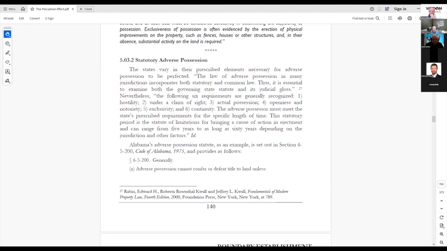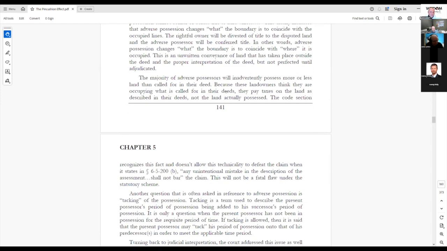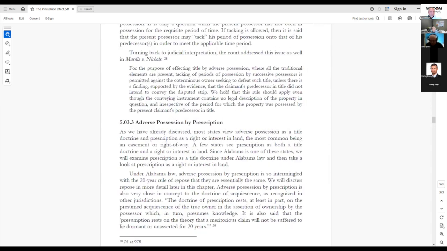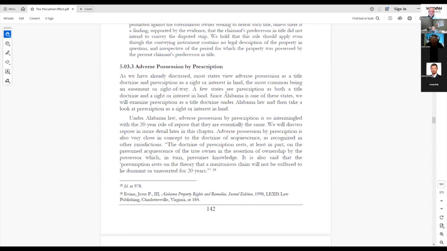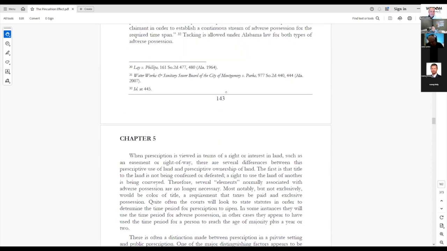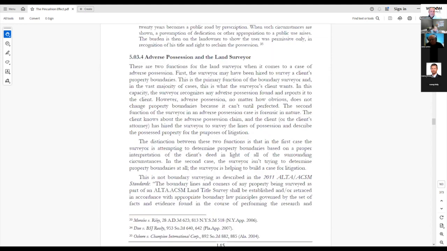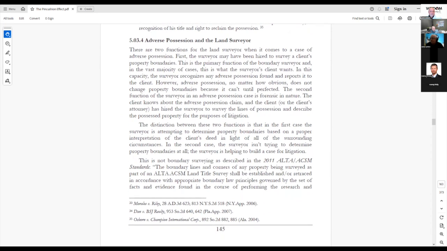Okay, thanks, James. Well, let's talk about that. We'll jump ahead. The book goes through statutory adverse possession. I think we've kind of blurred those lines a little bit in our discussion, because we talked about the prescriptive and what some of those elements are, and statutory. We've talked about the state codes. I don't know there's a lot of overlap between there, but if we go to 5.3.03.4, it talks about adverse possession of the land surveyor. And so this is kind of what I talked about.